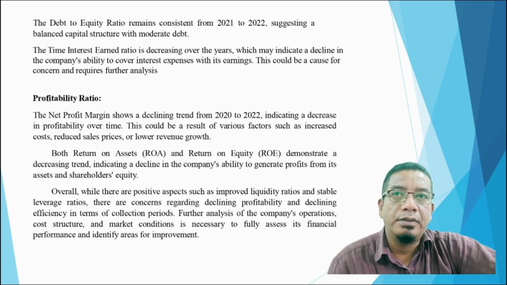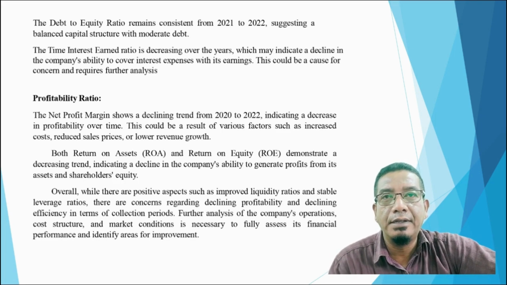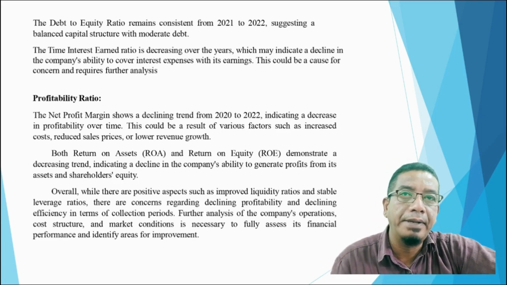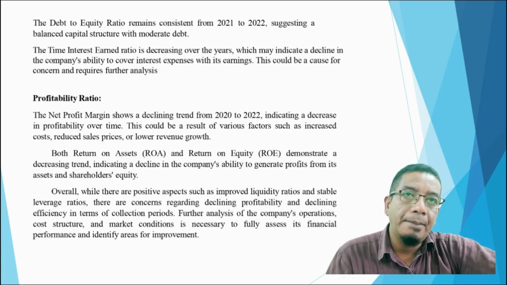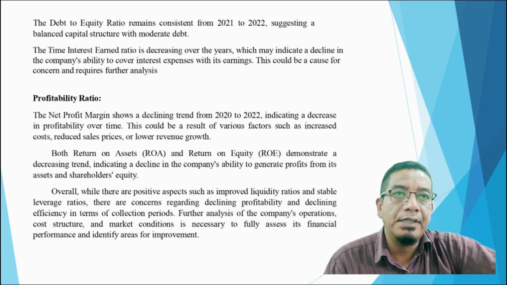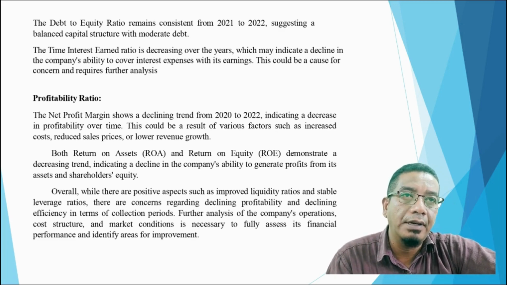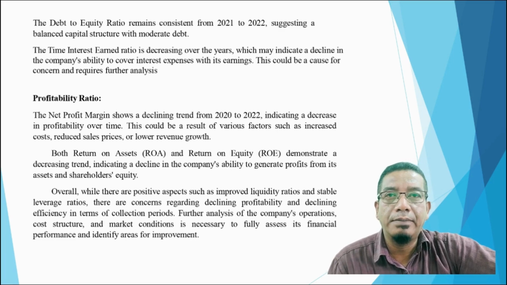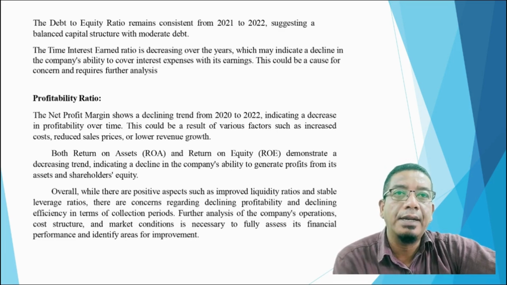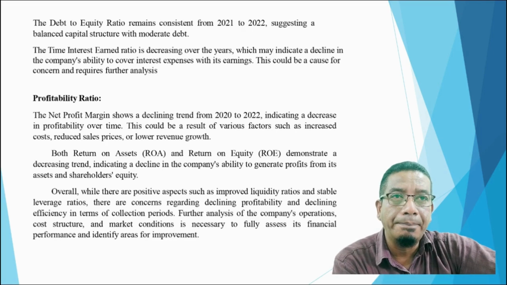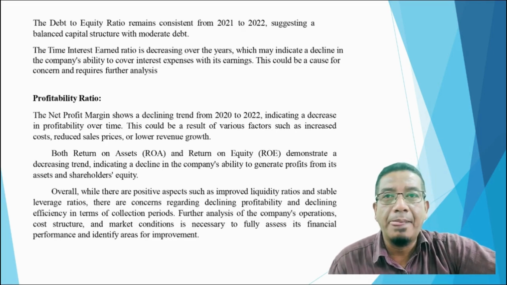Efficiency ratio. The average collection period (ACP) has been increasing over the years, indicating that it takes the company more time to collect its accounts receivable. This may suggest a potential issue with credit management or customer payment delays.